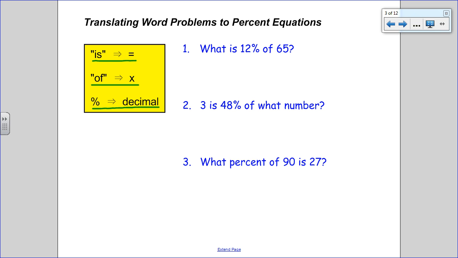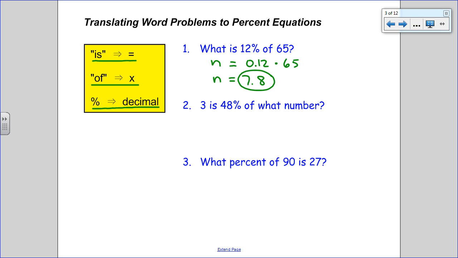Problem 1 says, what is 12% of 65? What is our unknown? We can let that be a variable, n. Is translates to equals. 12% we convert to a decimal by moving the decimal point over 2 places to the left. Of indicates multiplication, and then we have 65. So the question, what is 12% of 65, translates to the equation n equals 0.12 times 65. Then we can answer the question by simply multiplying to obtain the number 7.8.